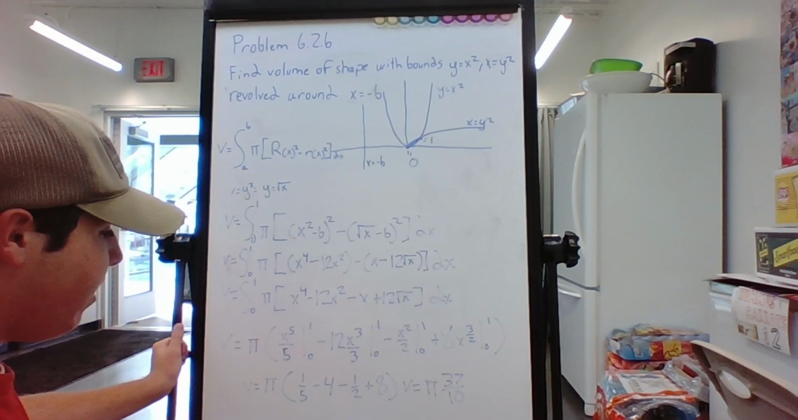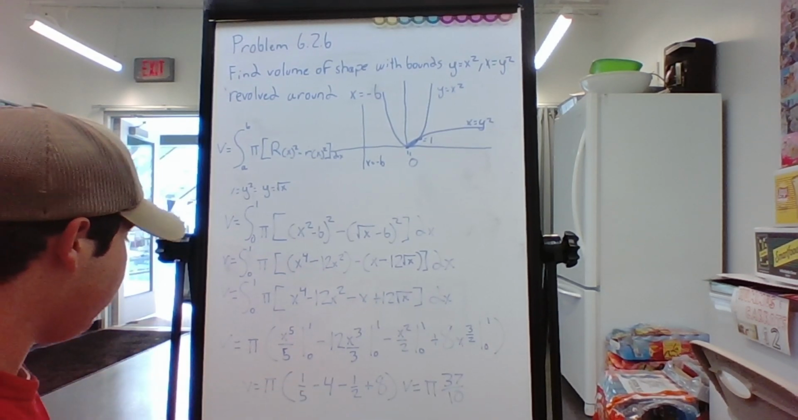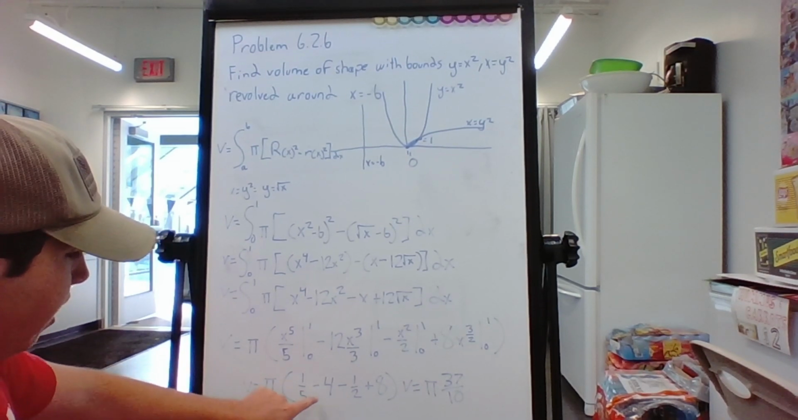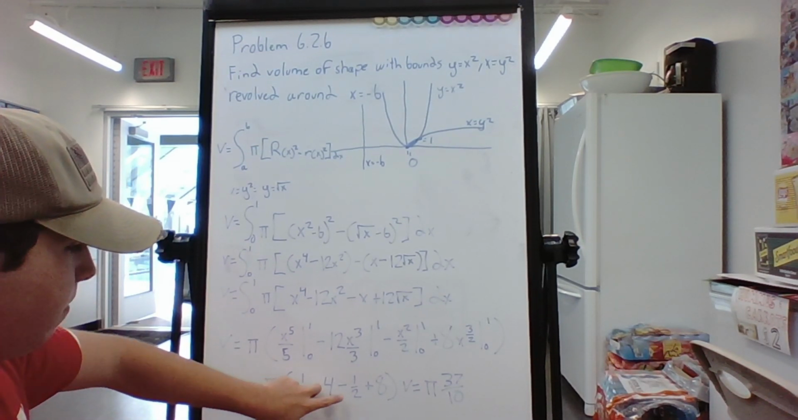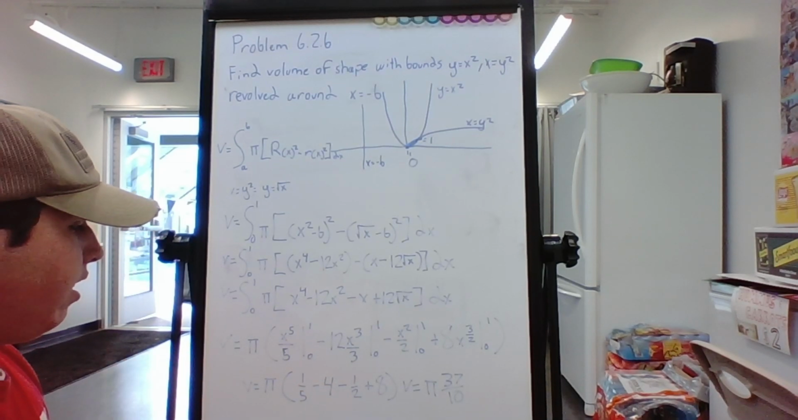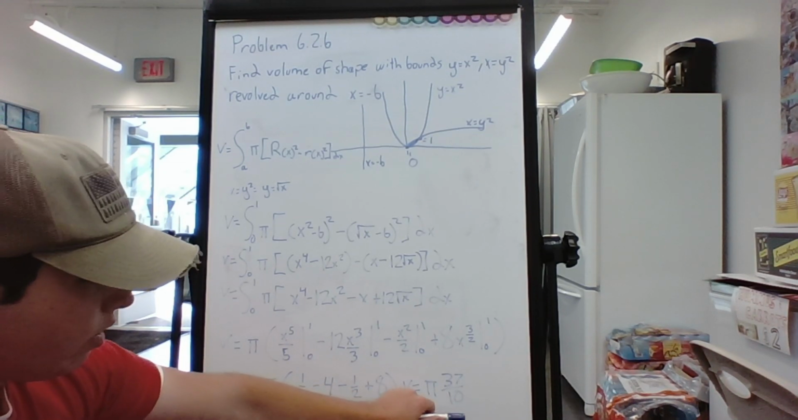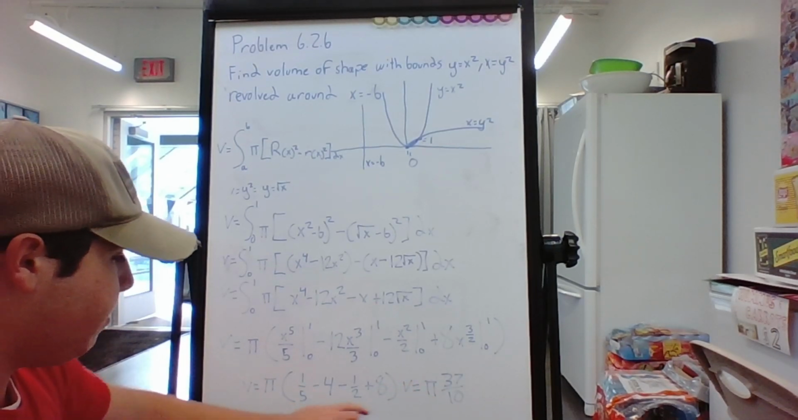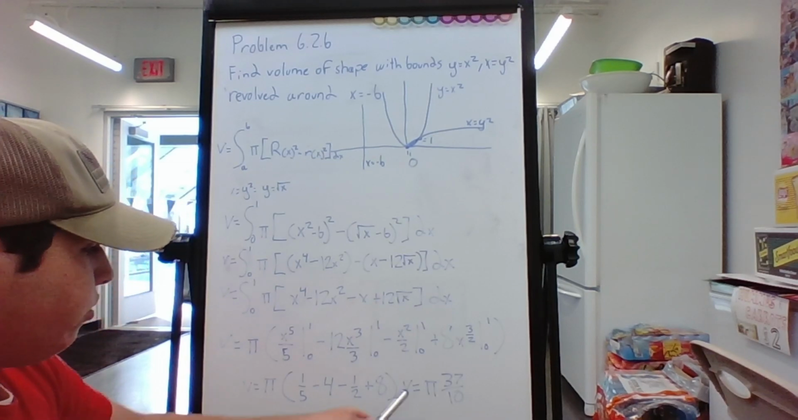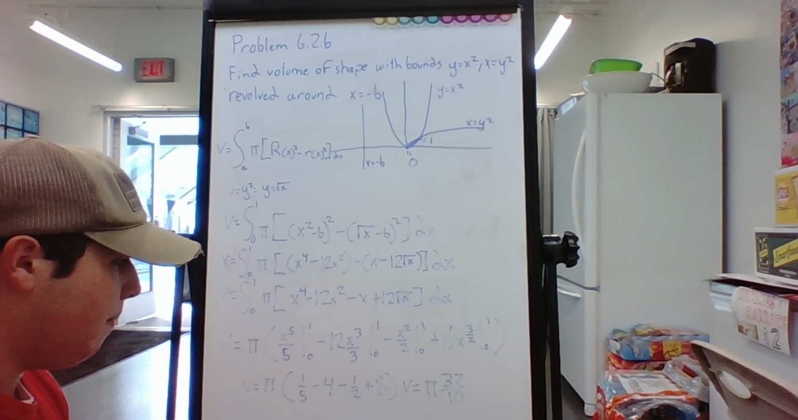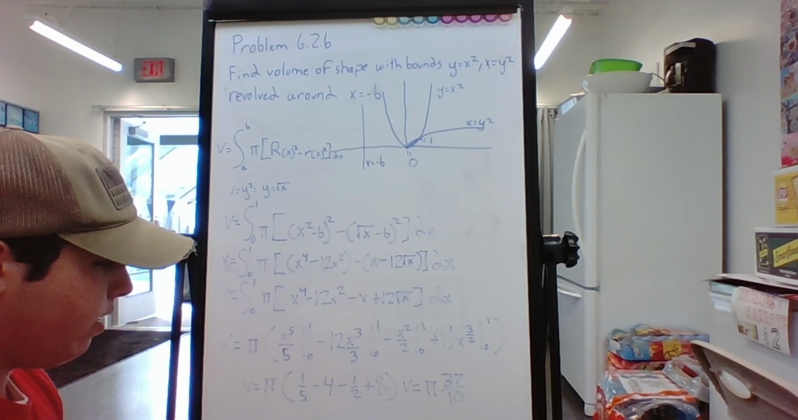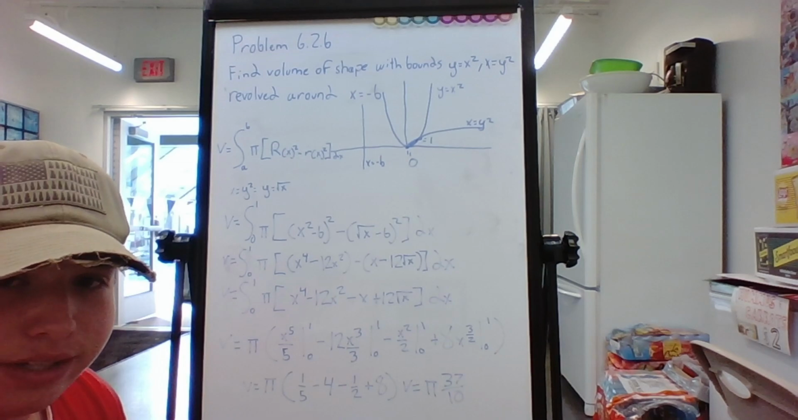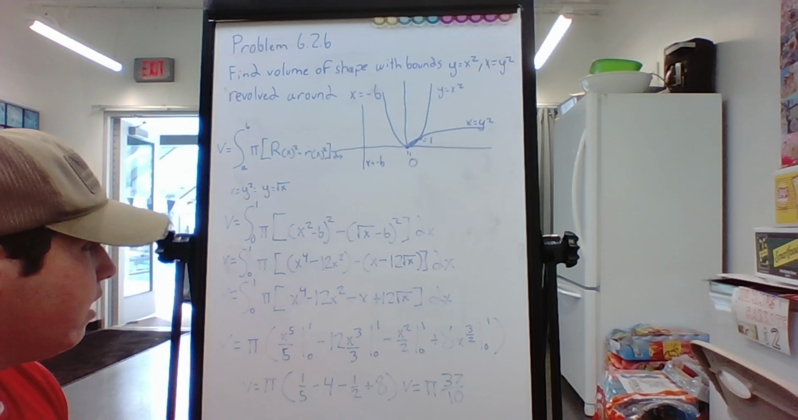And so whenever you go to solve it, you just evaluate these. So volume is equal to pi times 1 over 5, minus 4, minus 1 half, plus 8. And then you put it all over 10 so that you can get a common denominator with all these. And so you're left with volume is equal to pi times 37 over 10, or pi times 3.7. You can do it that way too.